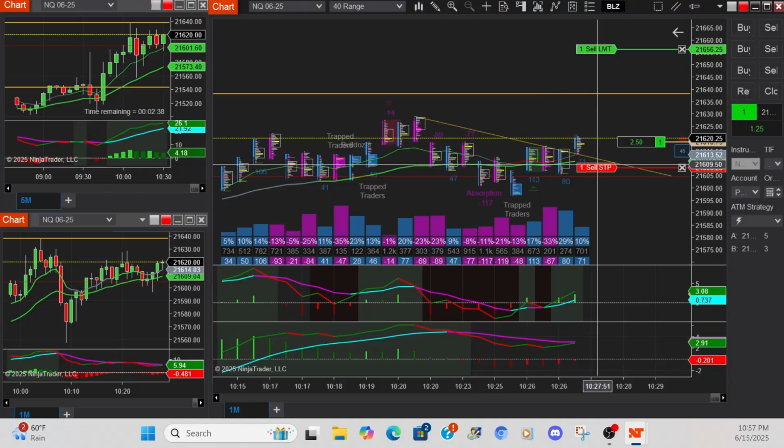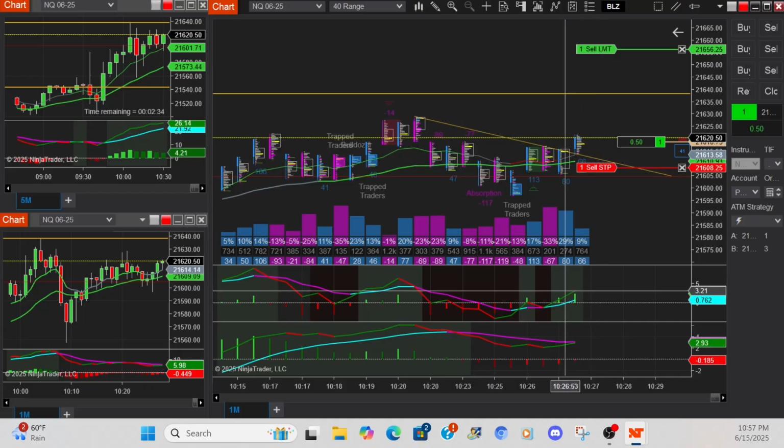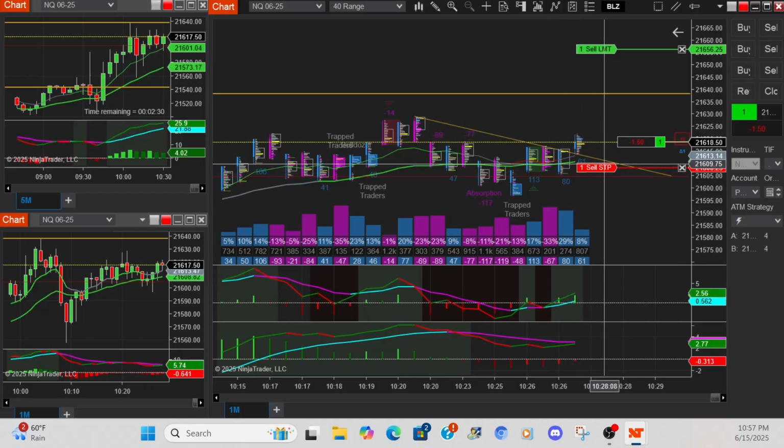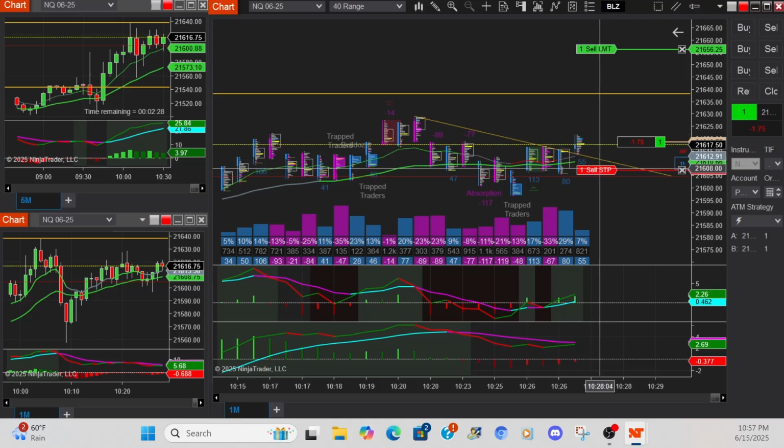We didn't get to that portion. We did break the trend line. The fast did cross up, but technically, this is a bad trade. That was a bad entry. I was jumping the gun. Let's see what happens.